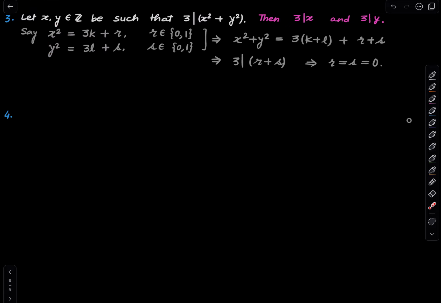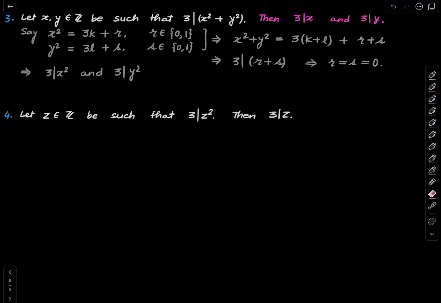So what does this show? This shows that 3 divides x squared, and 3 divides y squared. But what did we want to show? We wanted to show that 3 divides x and 3 divides y. So to finish, we will use this statement: if for an integer z, 3 divides z squared, then 3 divides z. Once we do this, we will be finished.